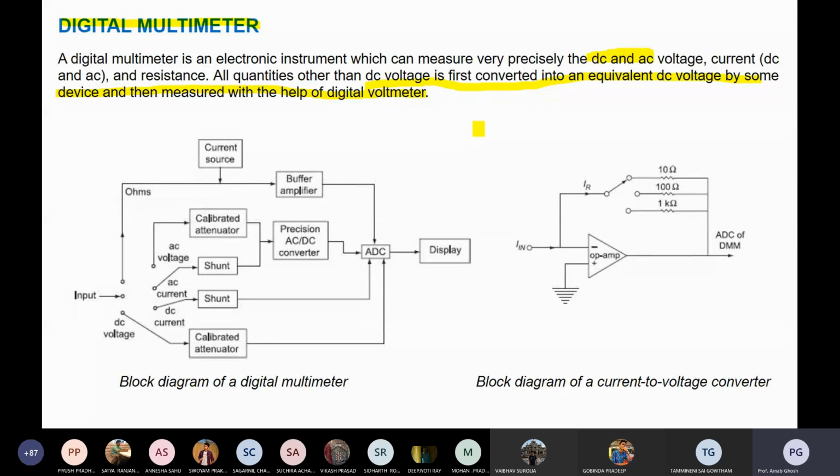Here you need to know the very basic block diagram of your digital multimeter. You can see over there the DC voltage input is given. Different channels are there. Then ohms, which means it is able to measure resistance. Then AC voltage, which you are able to measure. Then AC current, DC current. Then the calibrated attenuator. Normally one standard value is required, and that standard value is there for the calculation of error.